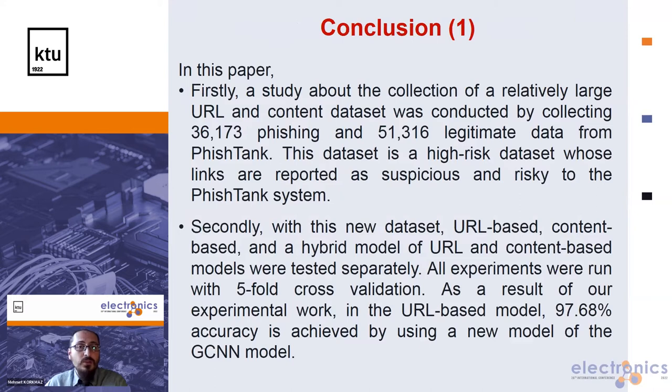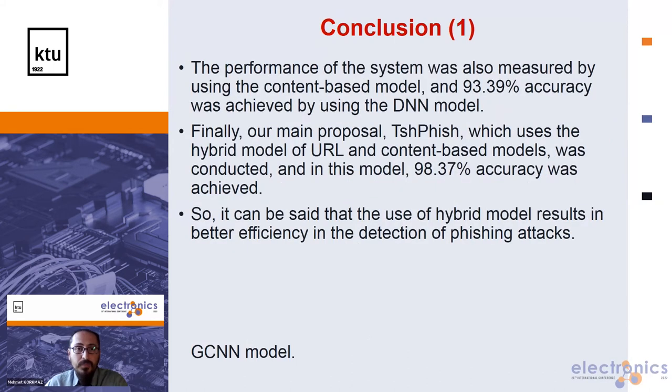In this paper, firstly, a study about collection of a relatively large URL and content data set was conducted by collecting phishing and legitimate data from PhishTank. And secondly, with fivefold cross-validation, in the URL-based model, 97.68% accuracy with the GCNM model is given. Performance of the system in the content-based model, 93.39% accuracy with the GCNM model.